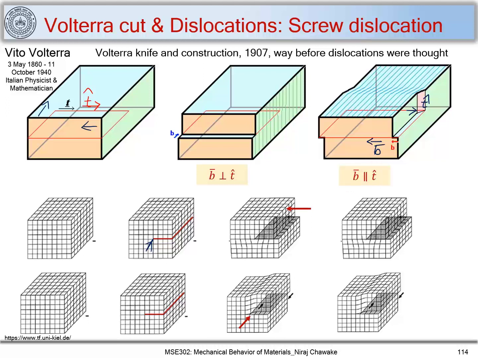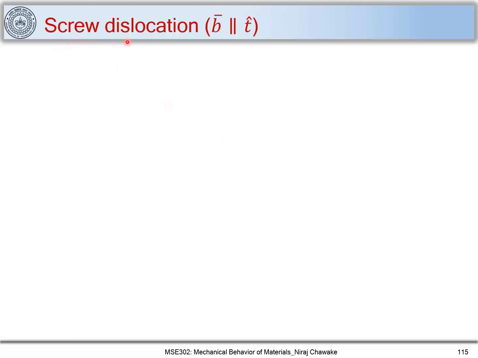Now let's look at screw dislocation in more detail. We have defined screw dislocation as the Burgers vector parallel to the dislocation line vector, that is the T vector or tangent vector.